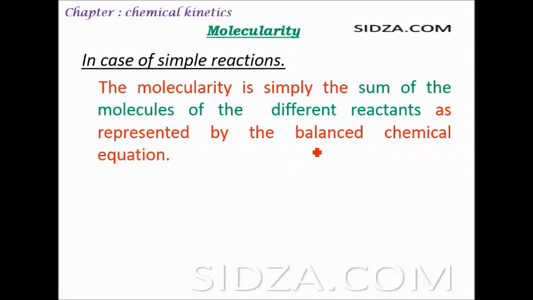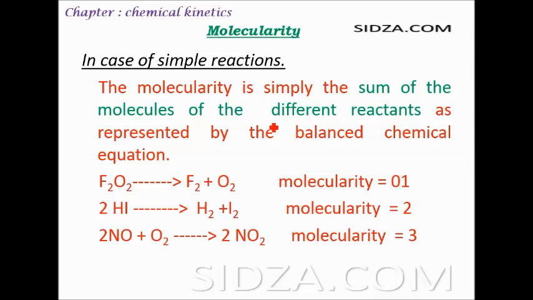In a simple reaction or an elementary reaction, the molecularity is simply the sum of the molecules of the different reactants, right? Suppose we have certain examples here. These are simple reactions. They occur in one step, which means these reactions occur in one step. And from the simple reactions, we can just find the molecularity by looking at the number of reactant molecules here. So you can see here the 1.